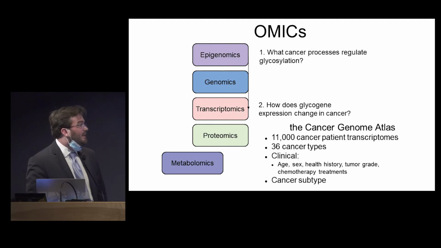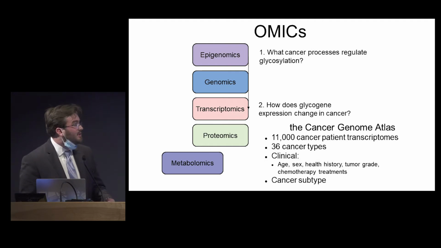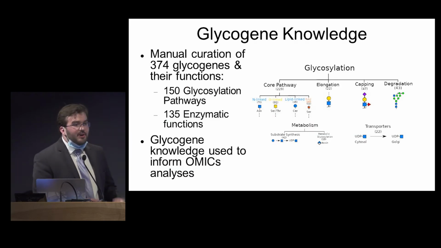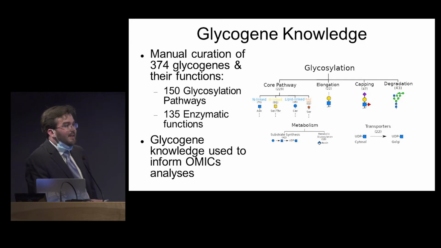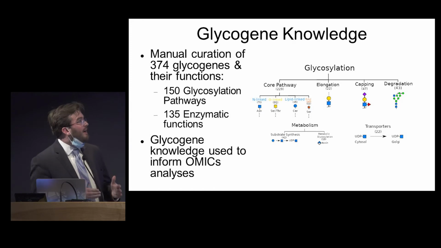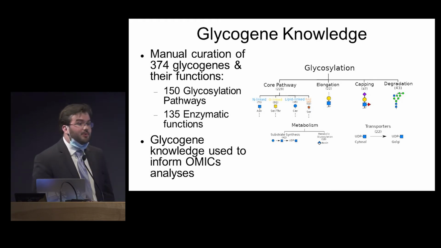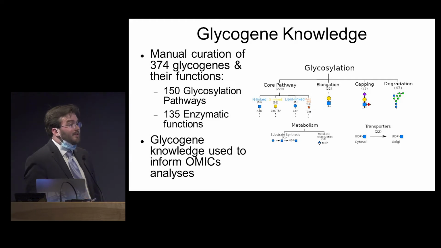So this data set will help us understand how glycosylation is systemically dysregulated amongst many different cancer types. But before we go jumping into the analysis, we need to have a very firm understanding of what we're studying in terms of glycosylation. As I mentioned previously, glycosylation is a series of enzymatic reactions that happen in a certain order to create certain glycans. So in the lab, we manually curate this information by reading textbooks and going to databases, and we manually curate the function of 374 different glycogenes, which can all be viewed on our database, which I'll mention at the end.